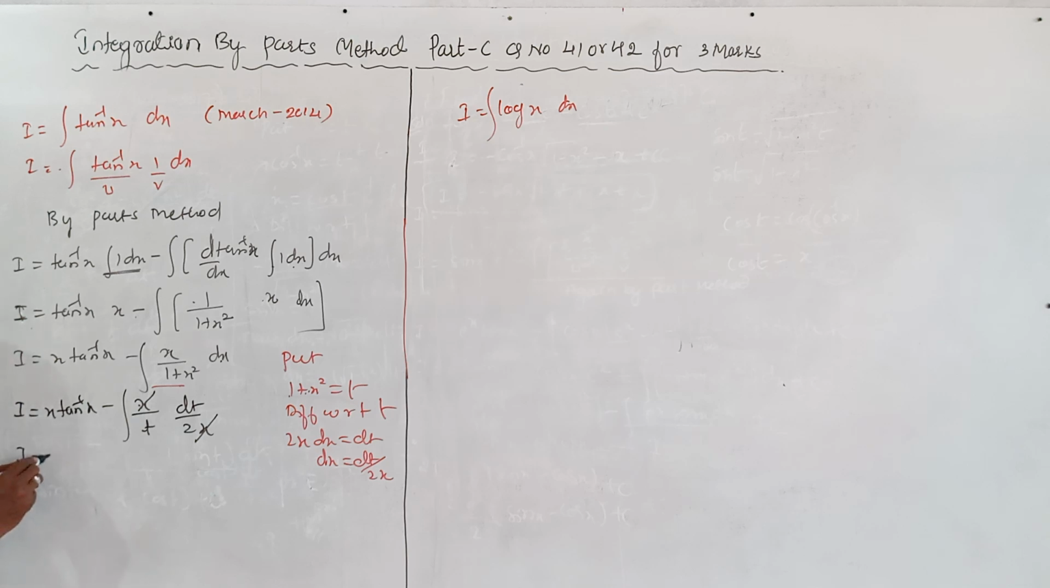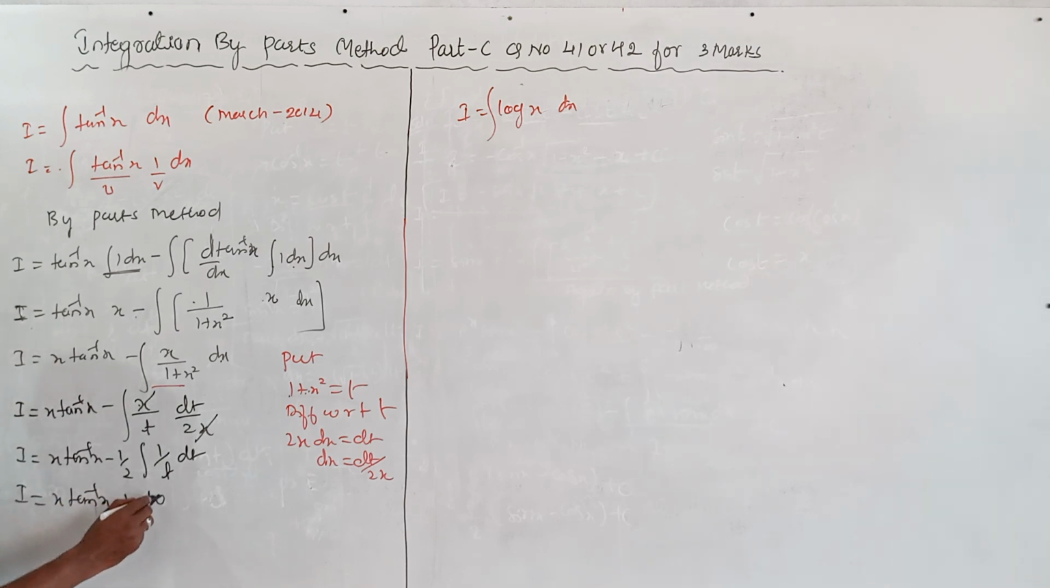I is equal to x tan inverse x minus 1 by 2 integration of 1 by t dt. Then I is equal to x tan inverse of x minus 1 by 2, integration of 1 by t is what? Log t plus c. What is the value of t? 1 plus x square. Write one more step, that is I is equal to x tan inverse x minus 1 by 2 log of 1 plus x square plus c. So this is the final answer.